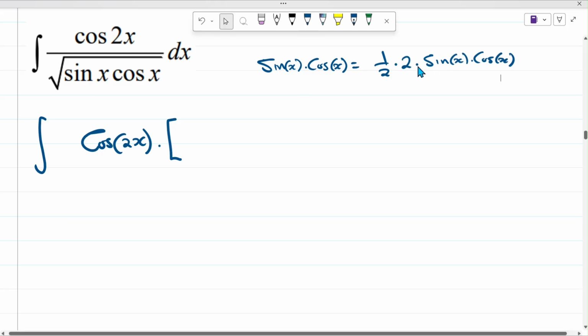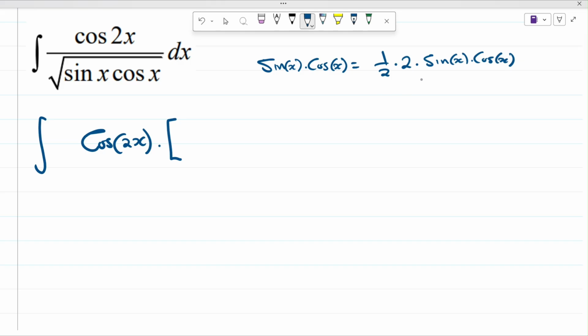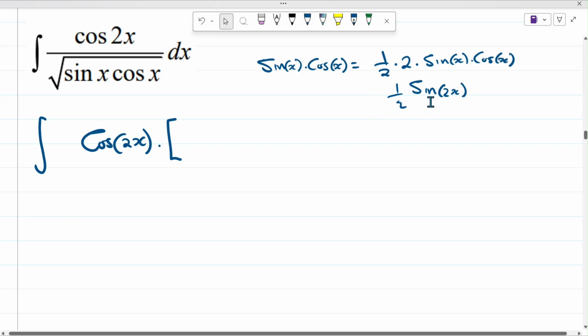So what did I do here? I multiplied by 1 over 2 and 2. That means I multiplied by 1, because the 2 and 2 cancel out. But if I don't let them cancel out, then 2 sine x cos x becomes the double angle, right? It becomes sine of 2x, with the 1 over 2 outside. Hence I said sine x cos x is equivalent to 1 over 2 multiplied by the double angle of sine. That's what I said before.